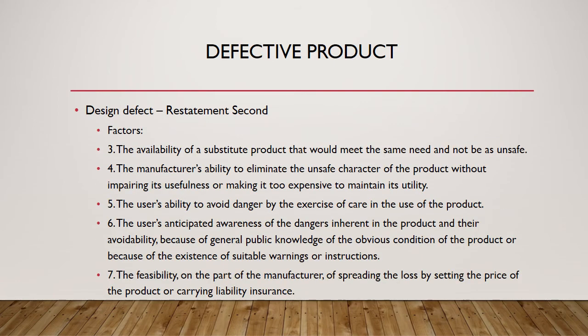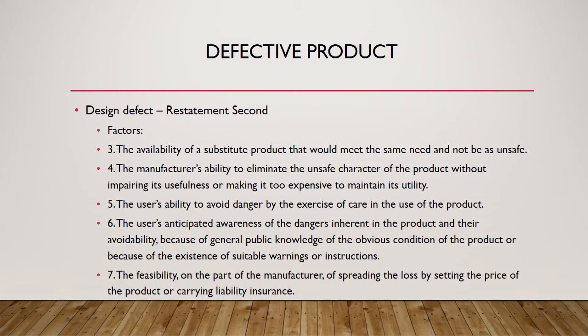So continuing with the factors, the third factor is the availability of a substitute product that would basically meet the same needs and be safer. So is there an alternative out there? If there's an alternative out there that's safer and better, then it makes it more likely that the design is defective.